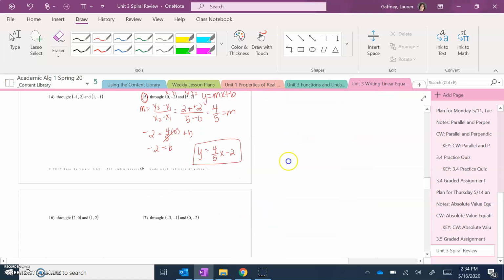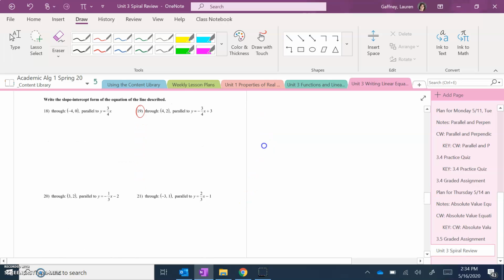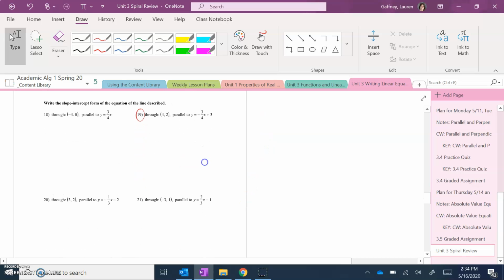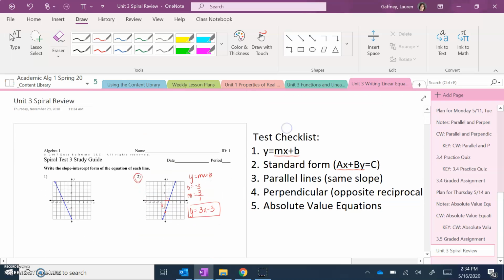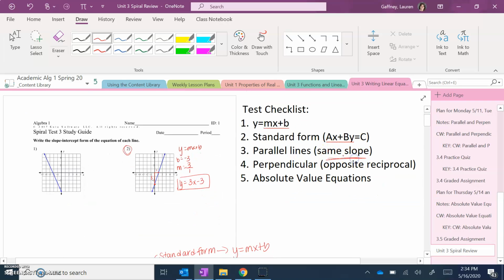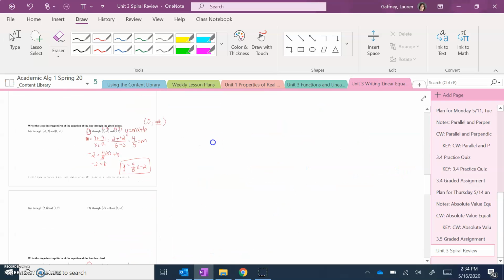Okay. Then the next thing we talked about were parallel and perpendicular lines. So remember, for parallel lines, they have the same slope. Perpendicular are opposite reciprocal. Right, so let's go through one of each of those.